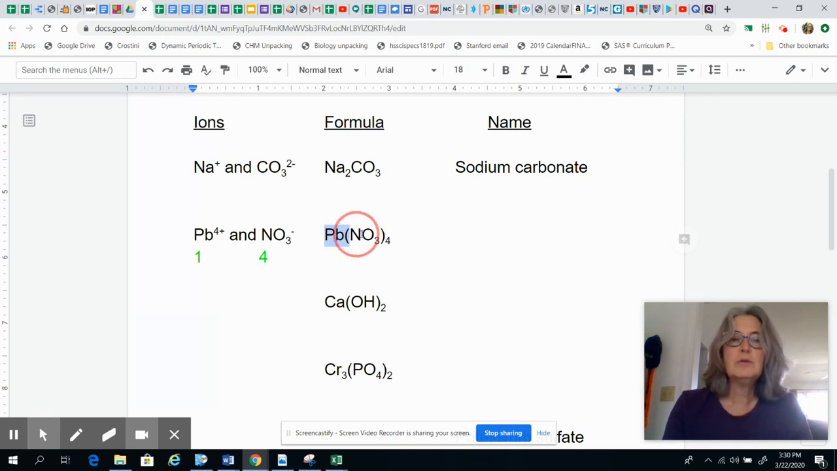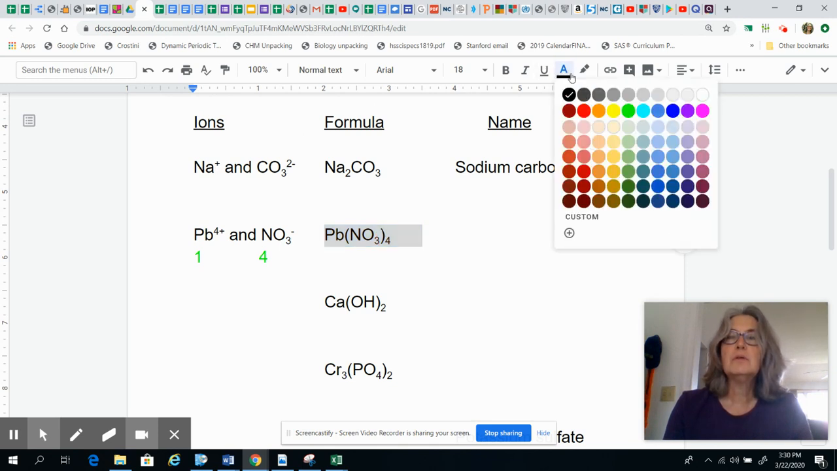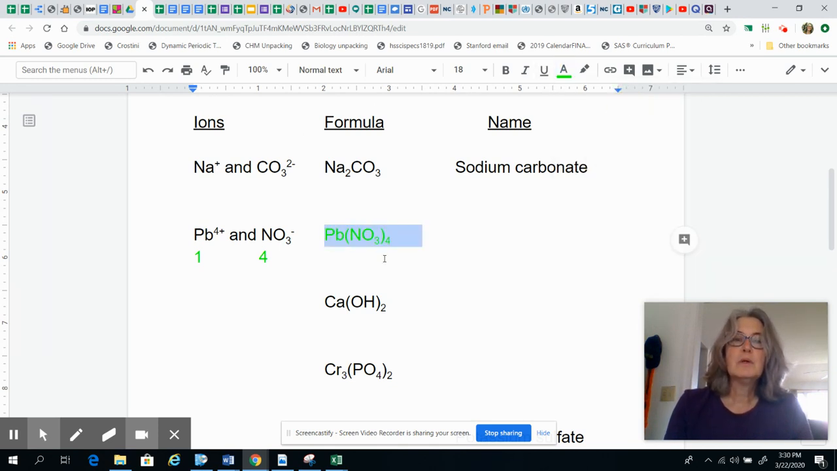So let's do it now. Pb(NO3)4. 1 lead ion, 4 nitrate ions. Now, I've been calling this a lead ion, but you might remember that lead and tin, even though they're not in the transition metals, are 2 metals that can form more than 1 ion. Therefore, we need to have a Roman numeral with it.